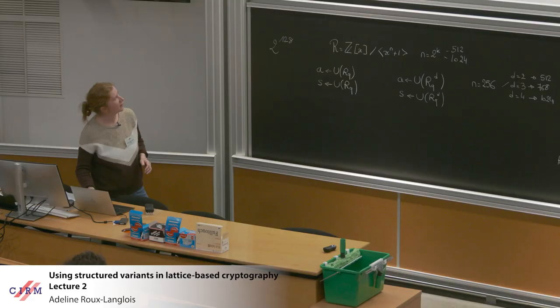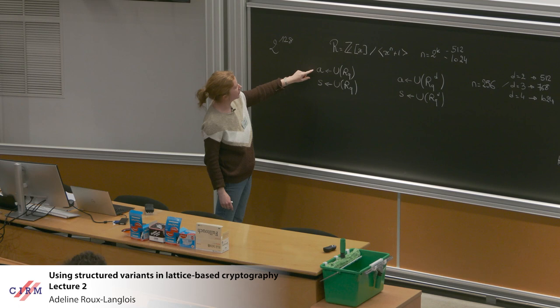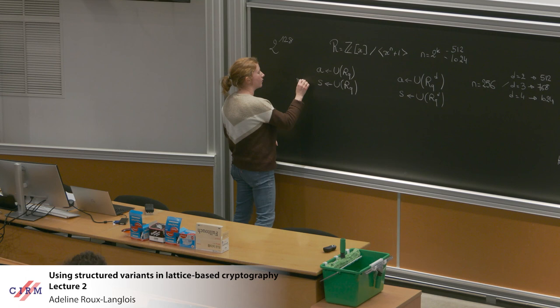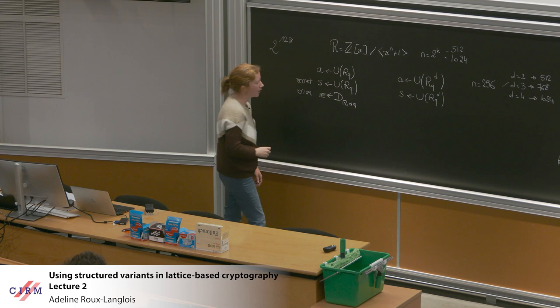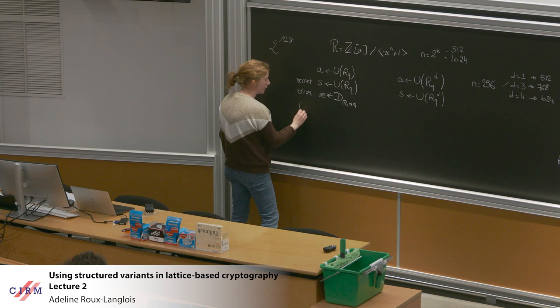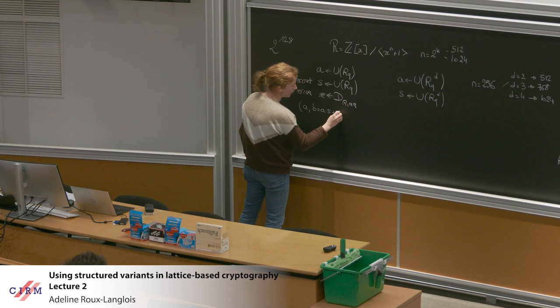So ring LWE, you have samples of the form: A uniform in R_q, a secret S uniform in R_q, and an error E from a Gaussian of parameter alpha q. And you have samples of the form A, B equal A times S plus E, where this operation is a polynomial multiplication.